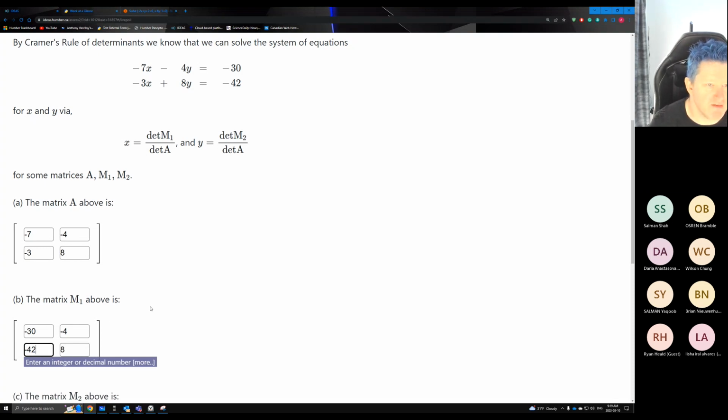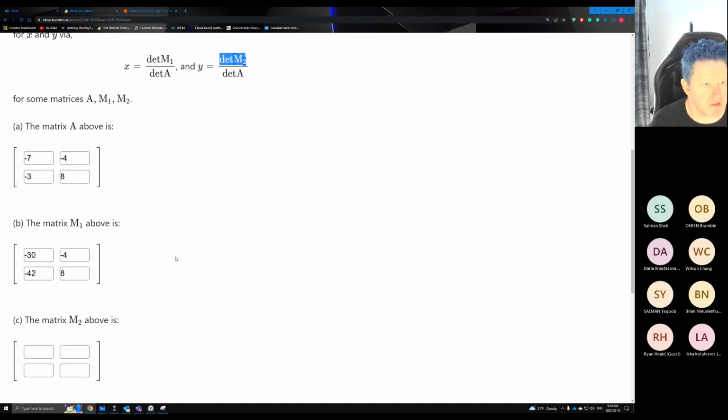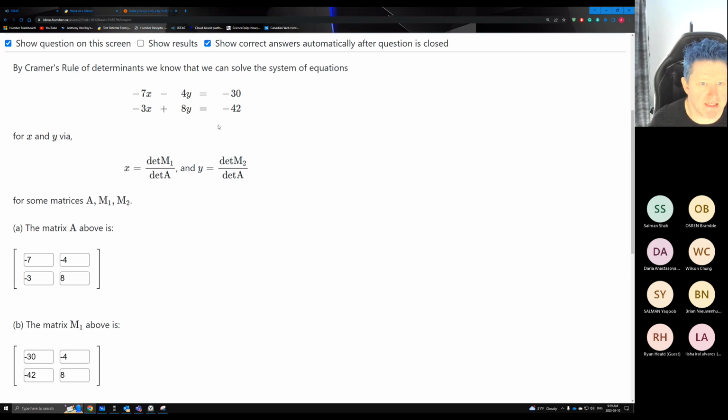And of course, matrix 2 or M2 is the same idea, except we replace not the x column but the y column. Okay, so if I just simply copy down my matrix A, and then I replace the y column, so that would be this one and this one, with my right-hand side, -30 and -42.